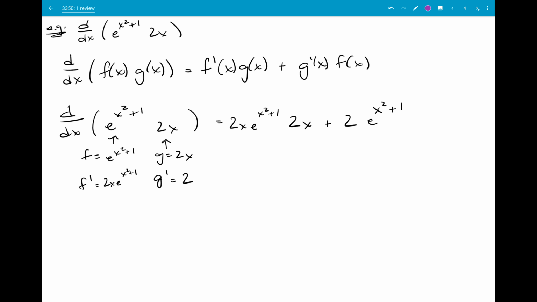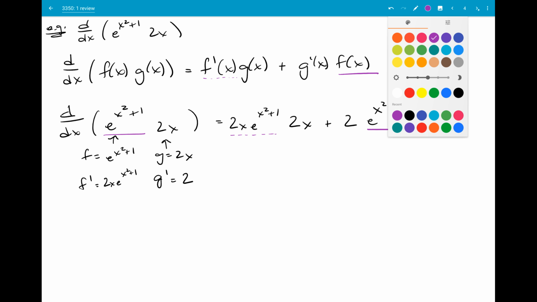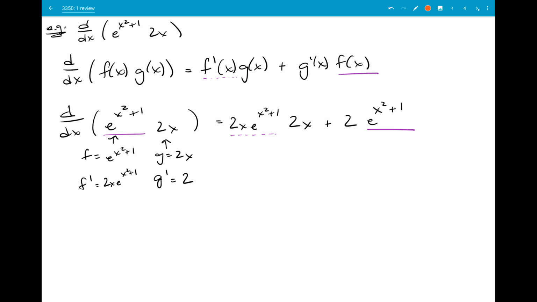I'm going to go ahead and underline the different parts here. So here's our f of x. Here's our f prime of x. And then here is our g of x. And then our g prime of x. Like that. That's where all those different pieces came from. So that's the product rule.